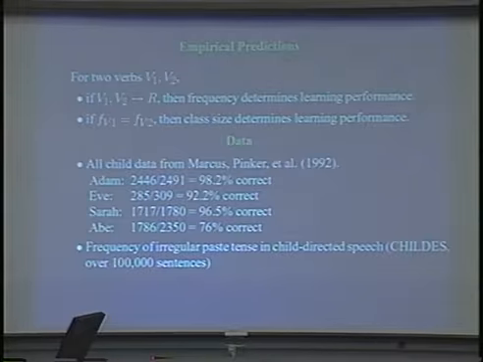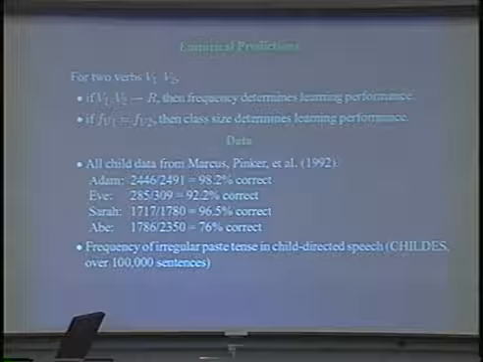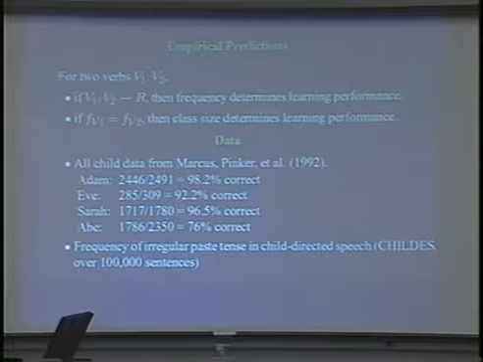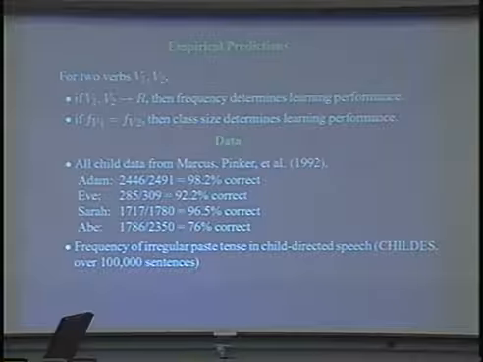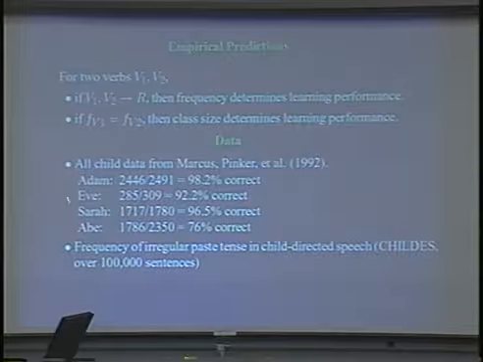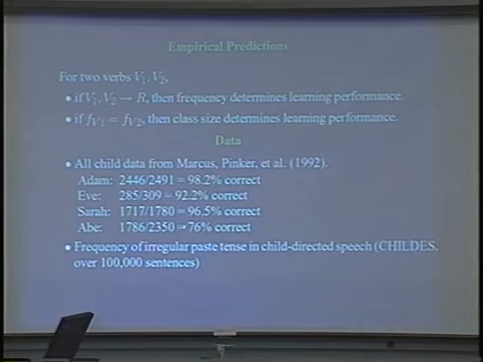So to show this, all the child data are taken from a gigantic monograph by Gary Marcus and Pinker and some of their colleagues. They looked at 4 kids, Adam, Eve, Sarah, and Abe, and there's some variation. In particular, Abe is bad compared to the other 3 kids, but they're not bad in random ways. Abe is systematically bad. It's not that some verbs are particularly bad, dragging the frequency down.